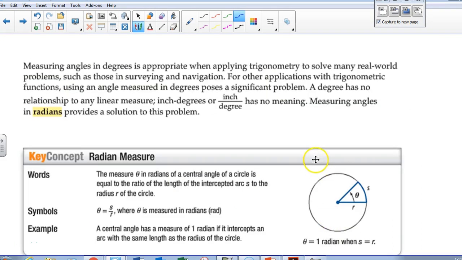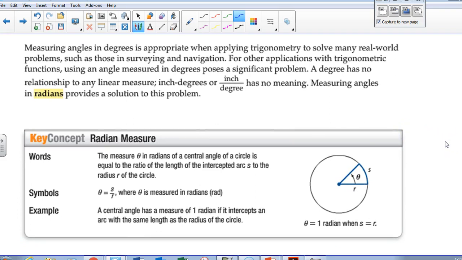All right. Talk about degrees and radians now. Angles in degrees are appropriate in a lot of trig application problems. Unfortunately, when angles are measured in degrees, they pose a problem when we want to relate it to a linear measure, a distance. Such as if you want to take inches times degrees, there's no such label. Or inches per degree. It doesn't exist. It has no meaning. That's why they developed the idea of radians, and we're going to talk about where that came from real quick.